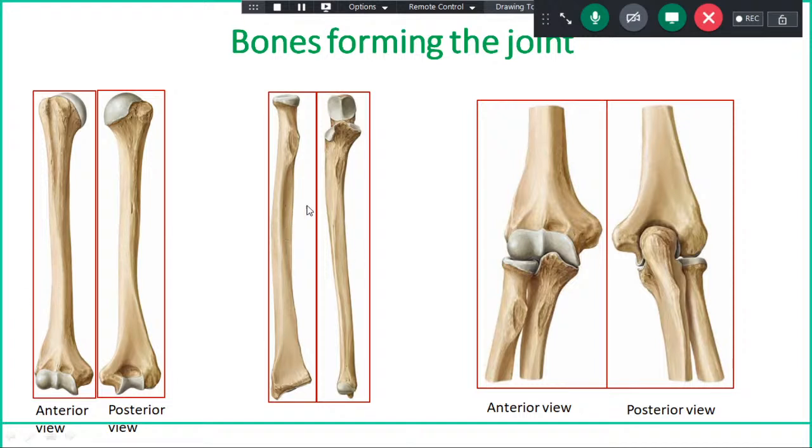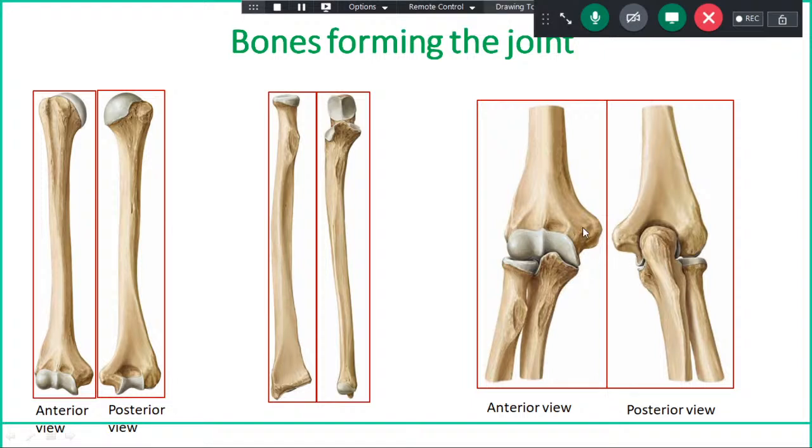So this is the radius, this is ulna, and here in the humerus, we are concerned about the lower end of the humerus, this part, and the forearm bones, that is the radius and the upper part of the ulna, which will articulate to form the elbow joint. Here you can see in this picture the articulation between the lower end of the humerus and the upper end of the ulna and the radius. This is the anterior view and this is the posterior view.